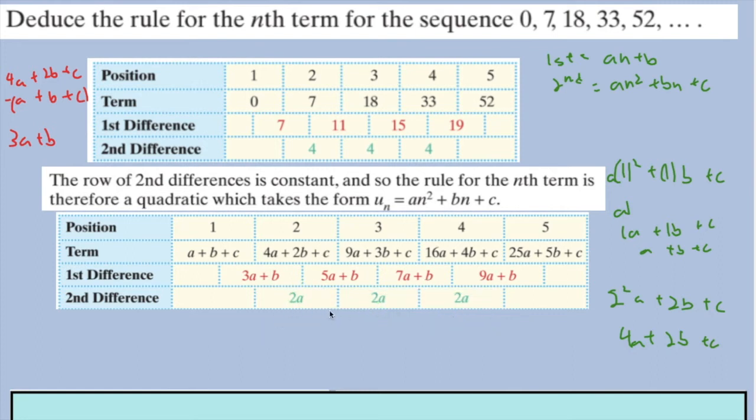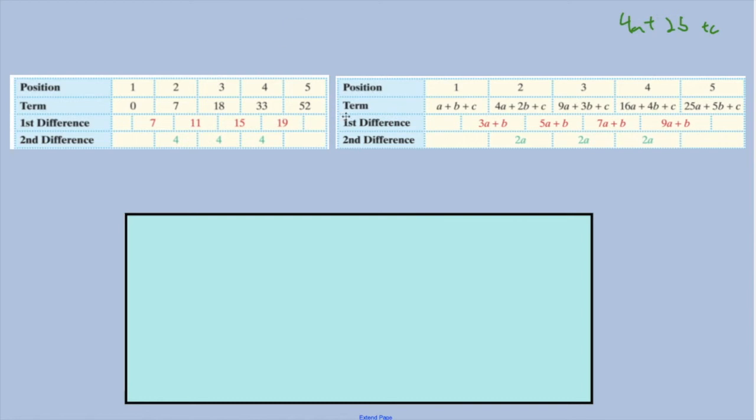Now we need to figure out what our variables equal. If we compare our tables, those are the same. We just have changed how they look. We know that this 4 is the same as this 2a. So 2a equals 4. We divide by 2, so a equals 2. Let's set that off to the side.